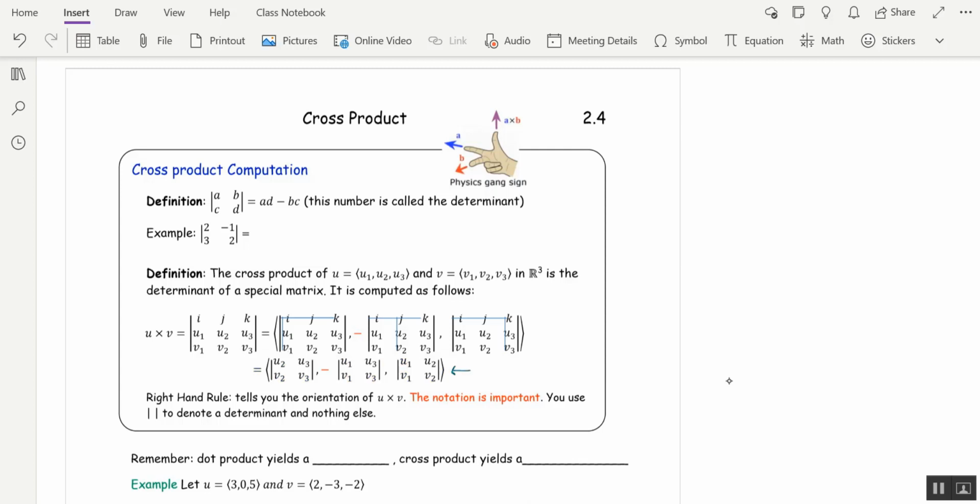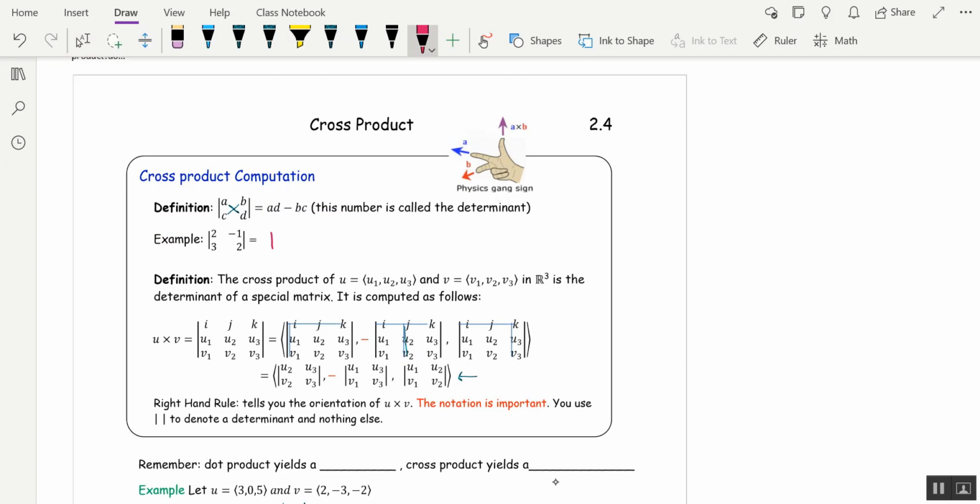So let's just start with the determinant of a 2 by 2 matrix. What we do is we take the product of the entries on the main diagonal and then subtract the product of the entries on the non-main diagonal. So for example, if I have this matrix here and I want the determinant, those straight bars read determinant. This is 4 minus -3, which is 7.